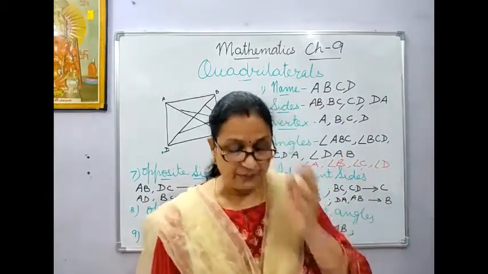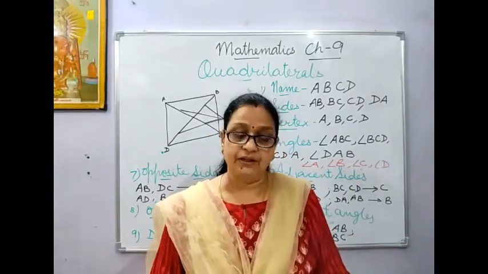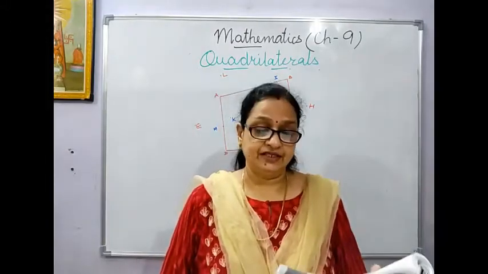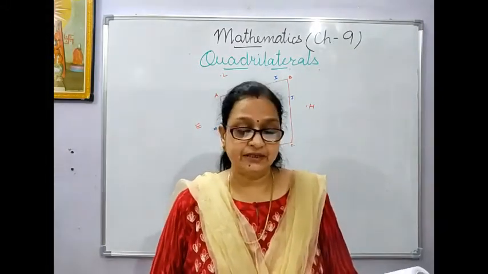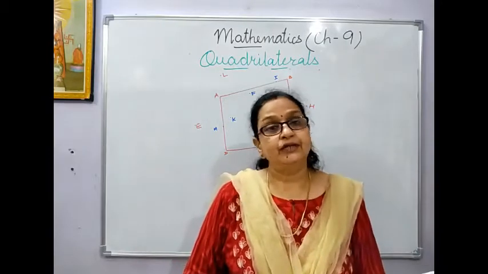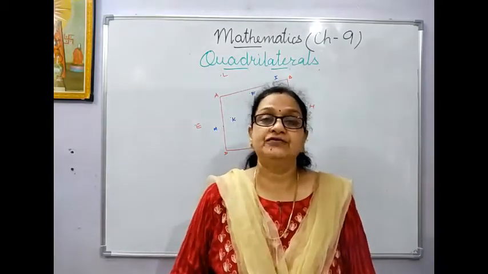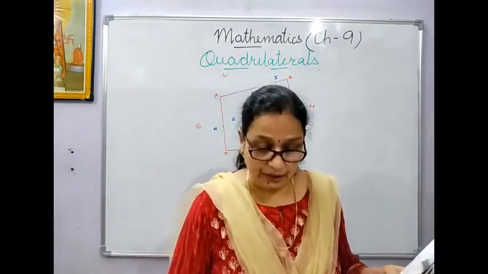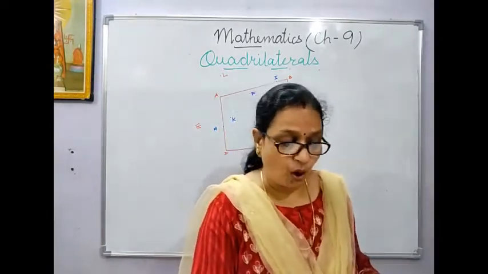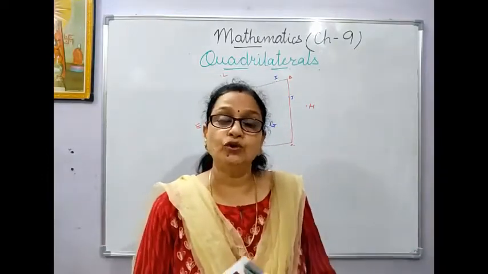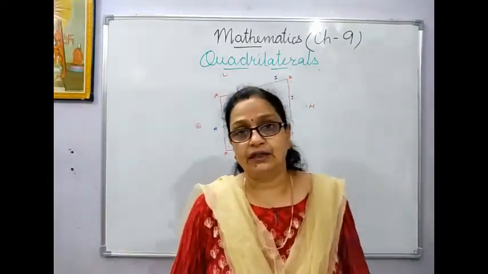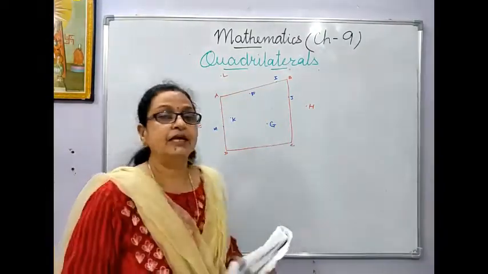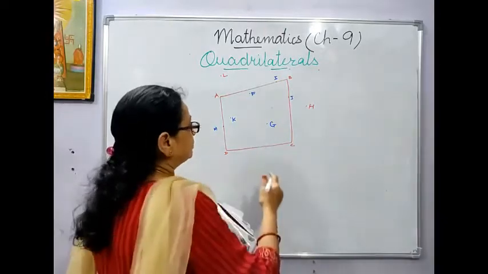Now we move on to the interior and exterior of the quadrilateral. The quadrilateral divides all the points in a plane into three parts, as we have done in the curve and the triangle. The first one, the part of the plane containing all those points that are enclosed by the quadrilateral, is called the interior. All the points which are inside this quadrilateral are called the interior of the quadrilateral.